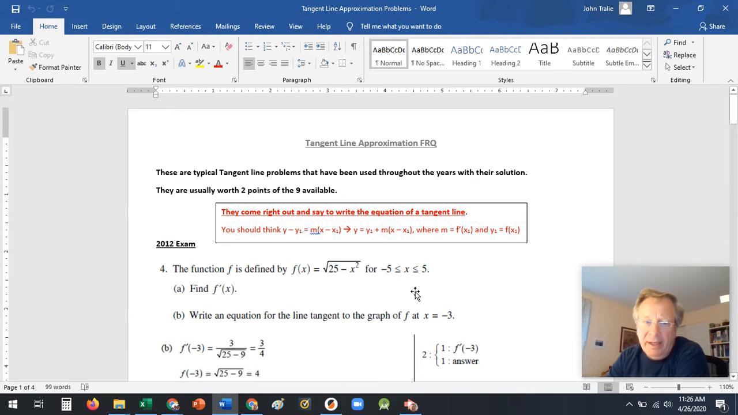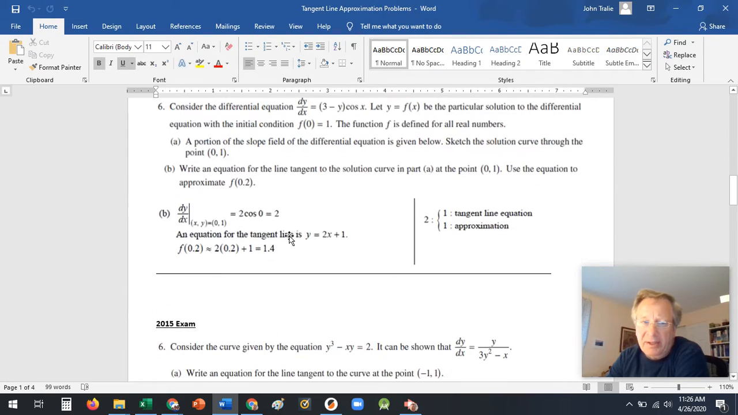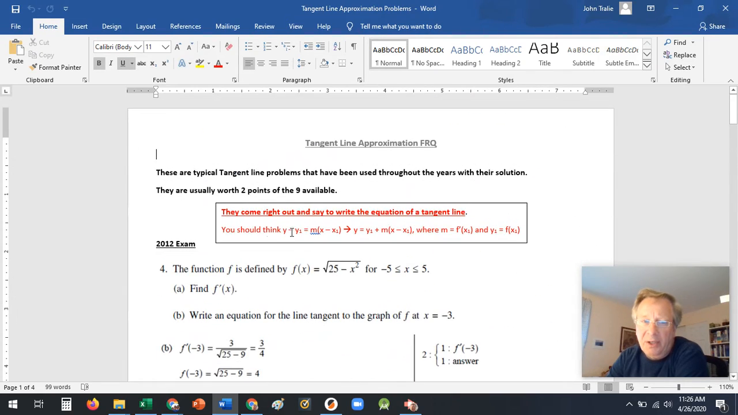So what I've done is I've taken every tangent line approximation problem back through 2012 and I put them in this document here so you can see what they look like. Hopefully you get used to the wording, but these are typical tangent line problems that have been used throughout the years with their solutions. They're usually only worth 2 points. They're not heavy hitters, but it's 2 pretty easy points.